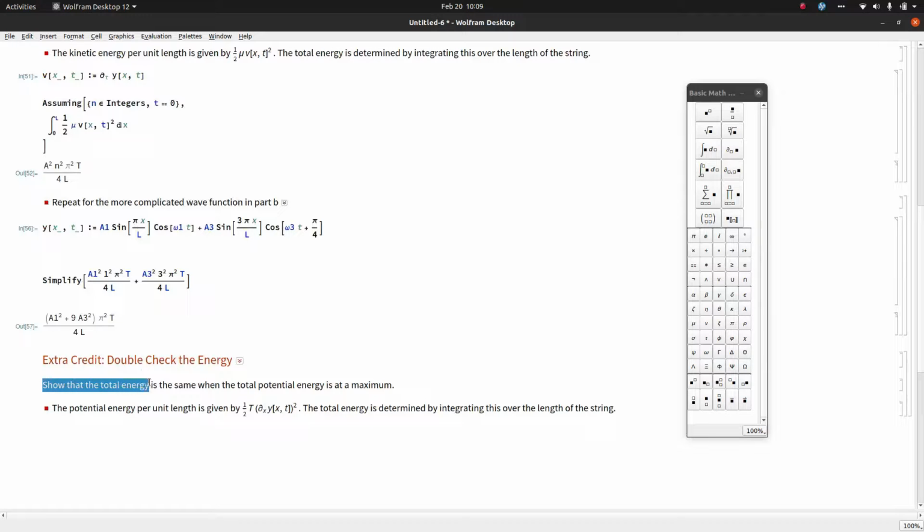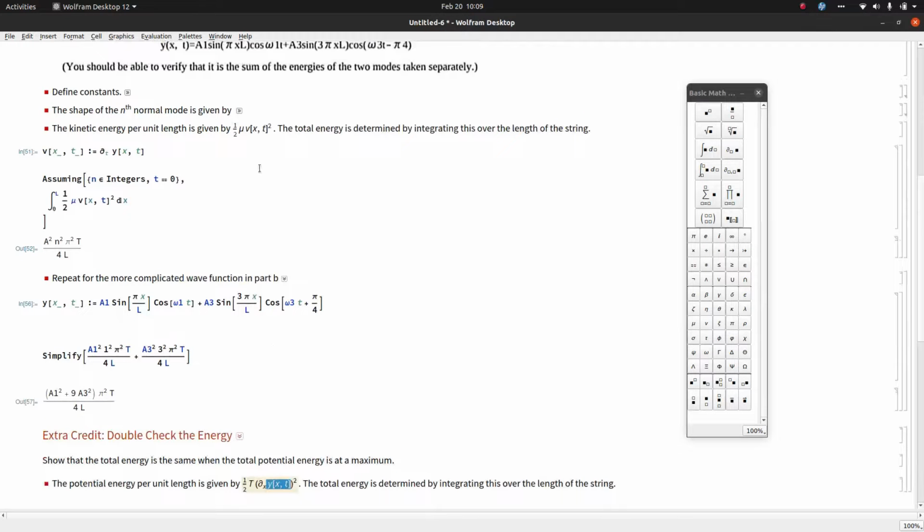We're going to show that the total energy is the same when the total potential energy is at a maximum. So we're going to show that it's the same as the answer we got in part A. To do that, we're going to take the potential energy per unit length, which is given by 1/2 the tension times dy/dx squared. So we're taking the derivative of the wave function with respect to x, whereas before we had the velocity, we were taking the derivative of the wave function with respect to time.